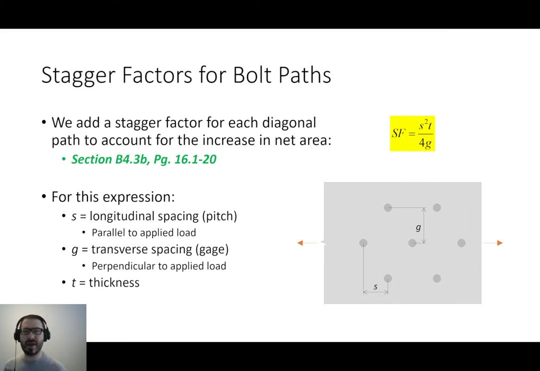Now let's get into how to account for those staggered paths. The way that we account for that is we use what's called a stagger factor. This is the first time in this class that we are dealing with what's called an empirical equation, and it is not going to be the last. We are going to have a significant number of empirical expressions throughout this course, so I want to take a step back and make sure that we all understand what an empirical expression is.